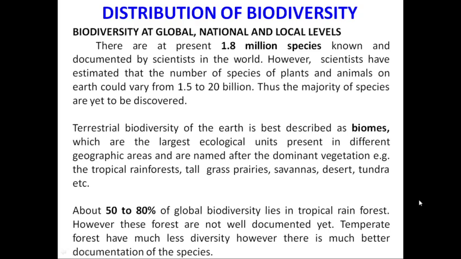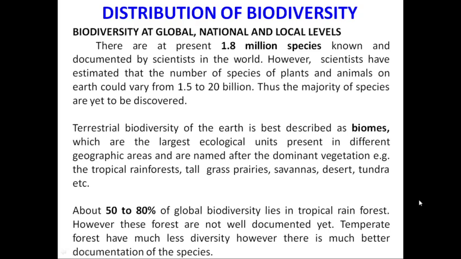Now, we had discussed the various threats on biodiversity. Now, we'll talk about the distribution of biodiversity at global, national and local levels. There are at present near about 1.8 million species of plants and animals known and documented by the scientists across the world. However, the scientists have estimated that the number of species of plants and animals on Earth could vary from 1.5 to 20 billion. This means that only 2% to 10% of the total existing biodiversity has been documented yet. Thus, the majority of species are yet to be discovered.